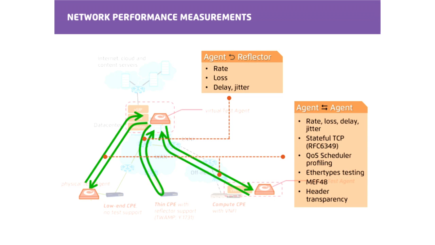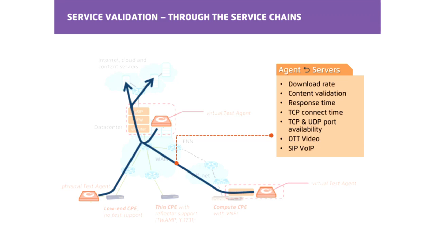But what is also important now, since we are dealing with service chains, is the next slide, where test agents, note well, we cannot do this from the reflector device, but from test agents, we can also consume services through the service chain. We can measure download rate, we can validate content, we can measure response times, we can measure TCP connect times, etc., and also consume services, either at the data center location or out at other hosting locations.